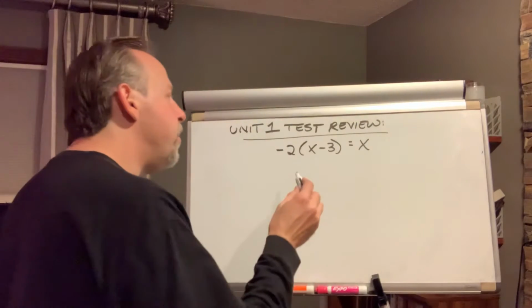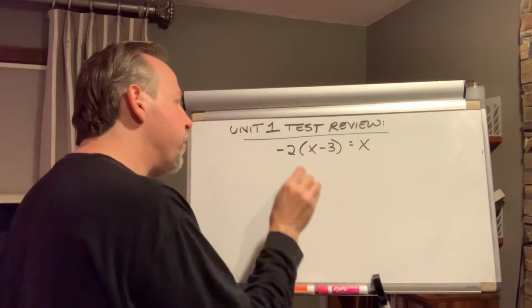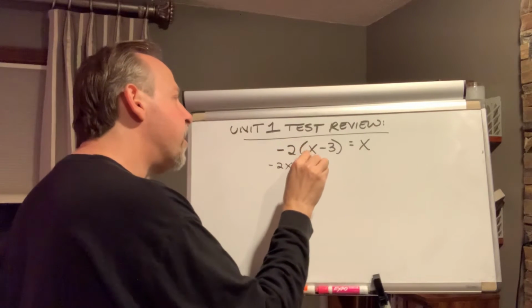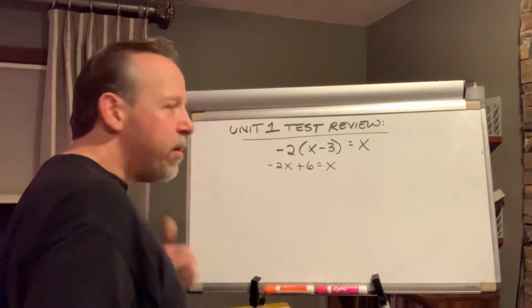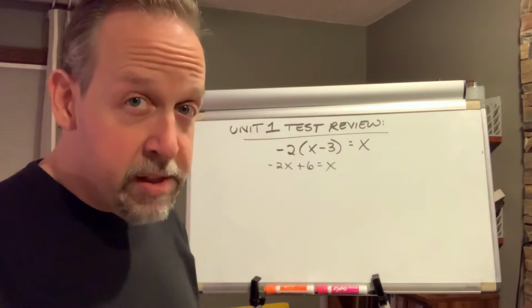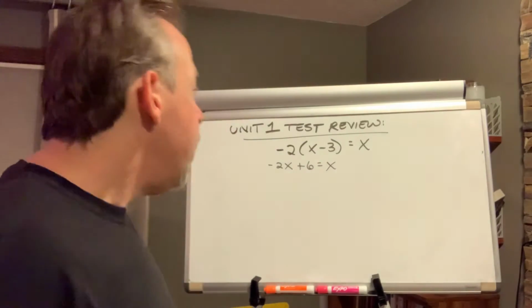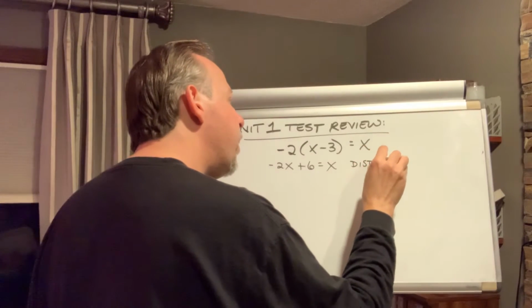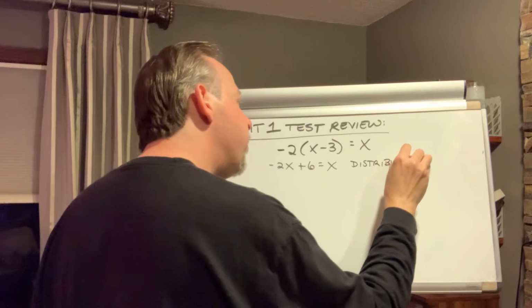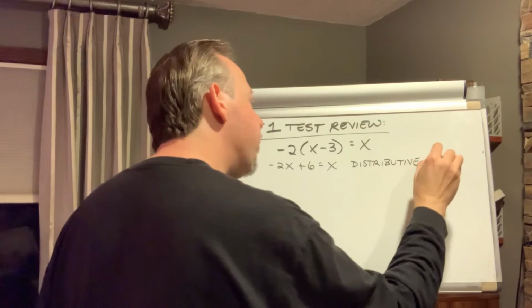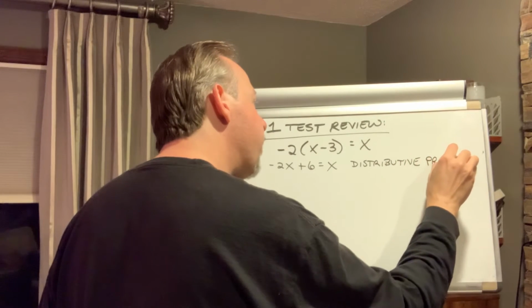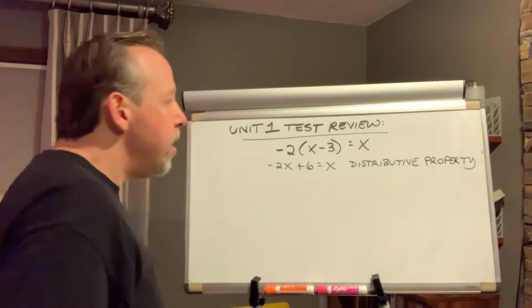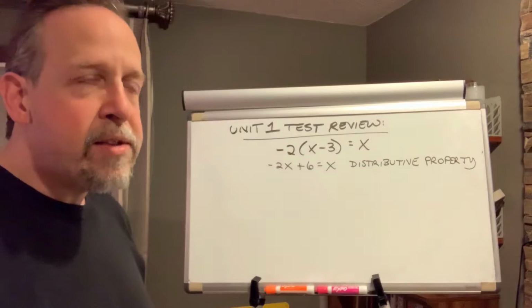Let's solve it. First thing I want to do is distribute the -2. So -2x plus 6 equals x. And because it's a proof, we have to give the reason that allowed us to do that. That's the distributive property. Now, because we did not distribute to both sides of the equation, it's not a property of equality, it's just a property.